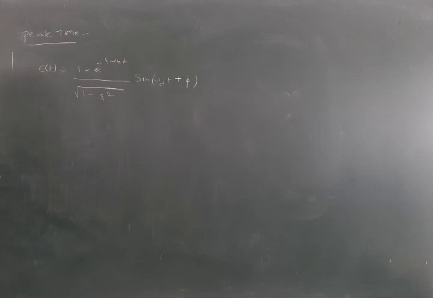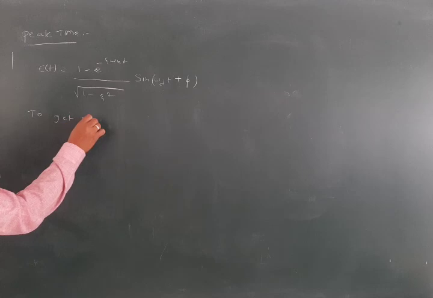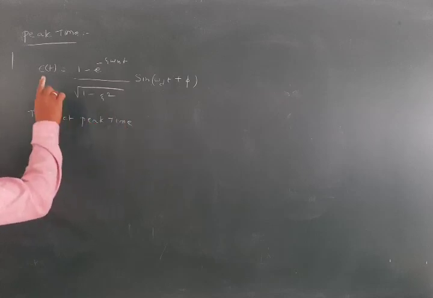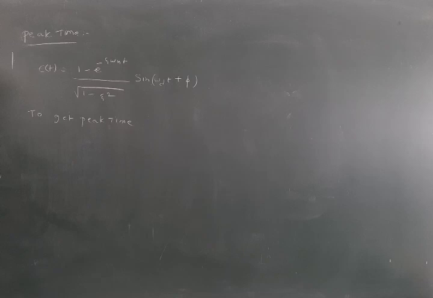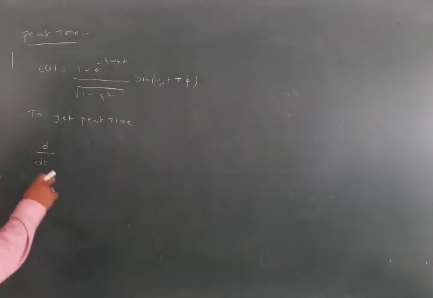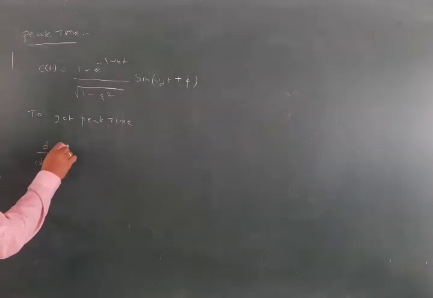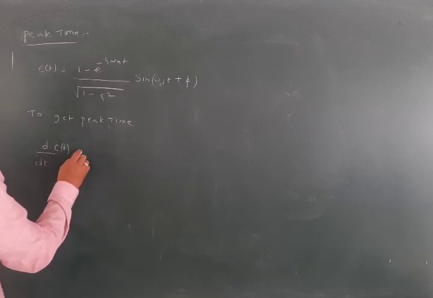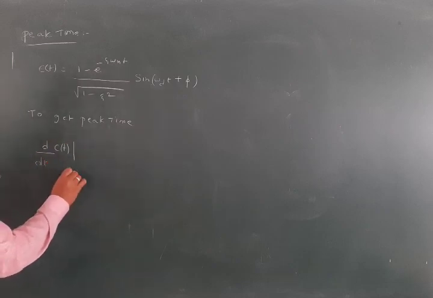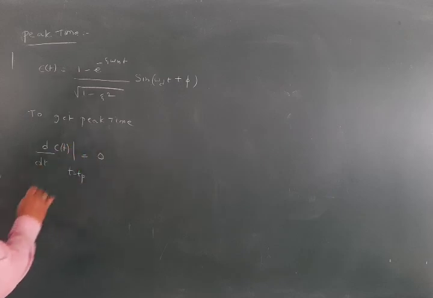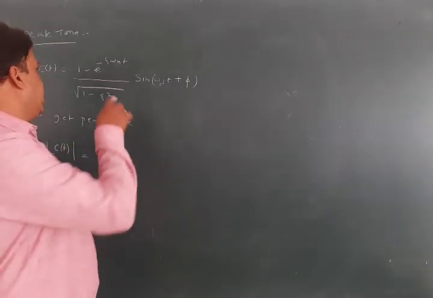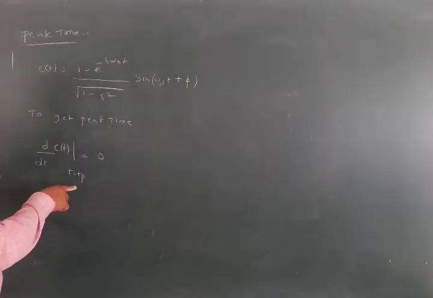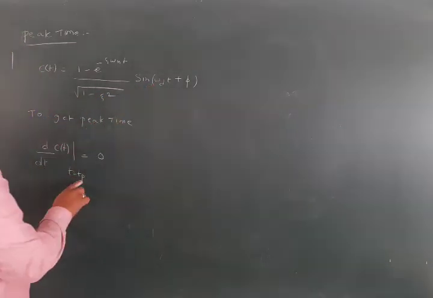So I will take this one, and for getting the peak time, what you have to do is take this equation, differentiate it and equate it to 0. Peak means maximum. Already in mathematics we have seen that to get the maximum value we take the derivative and equate it to 0. So dc/dt is equal to 0 at t equal to Tp. So we will differentiate this and equate it to 0, and in place of t we keep t equal to Tp.